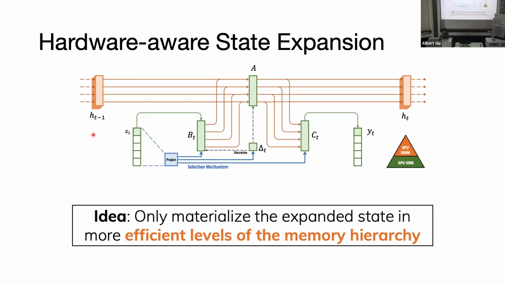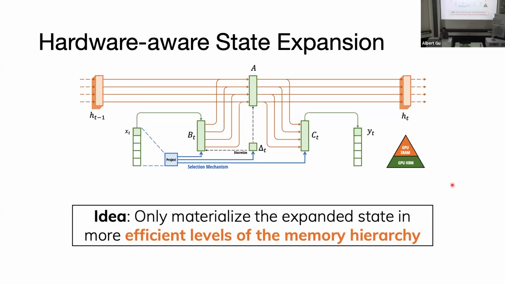So now that we've made these A, B, and C matrices depend on the inputs, the issue is that we still can't materialize this, but unfortunately, in some ways, we're forced to materialize it. Unlike the LTI models, we no longer have this convolutional view that can avoid materializing the state. So we're going to need to take the input sequence, blow it up to this larger hidden state, and then project it back out to the output.